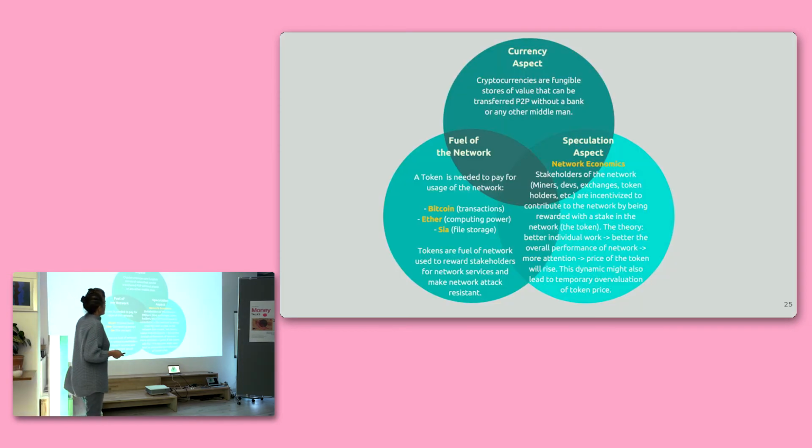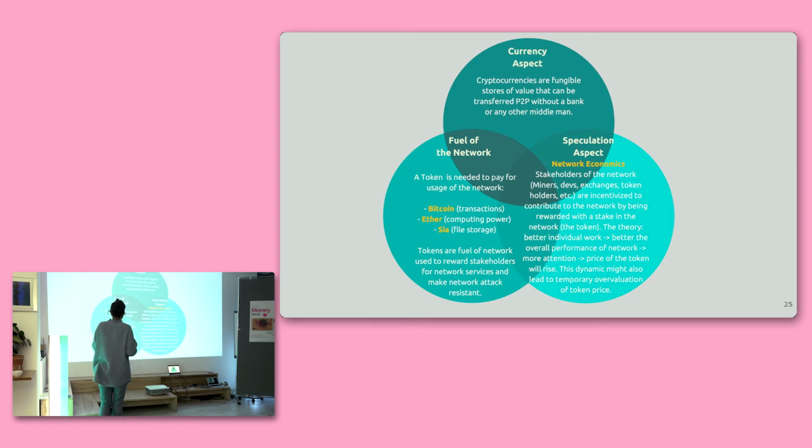So just looking at Bitcoin, not other cryptocurrency, Bitcoin itself has different aspects. Obviously, it's a currency. Why? Because Bitcoin as a cryptocurrency should be liquid. Sorry, it's a liquid store of value that can be transferred peer-to-peer without the bank or any other middleman. That's the currency aspect, but it's also the fuel of a network. Why? For Bitcoin, you need the Bitcoin token to pay for transaction fees. If I send you money, it doesn't come for free. Apart from the miner getting awarded a block reward, we also pay transaction fees to the miners.